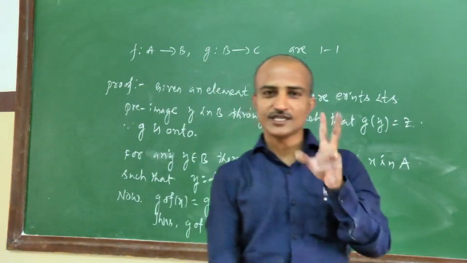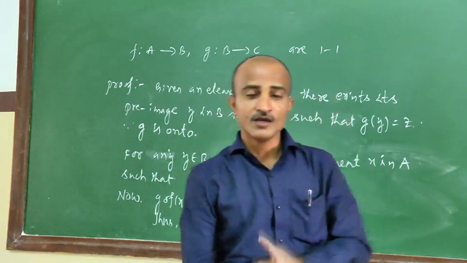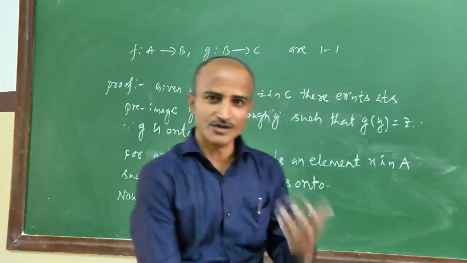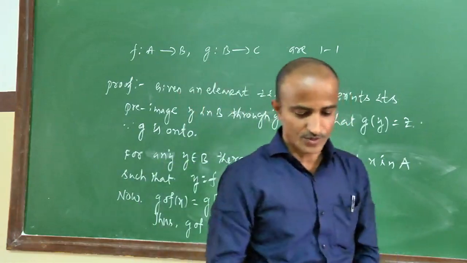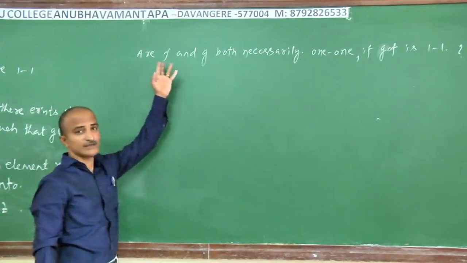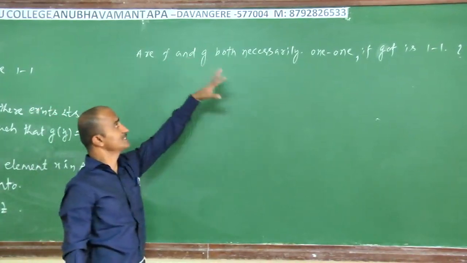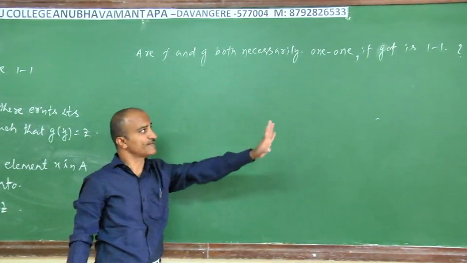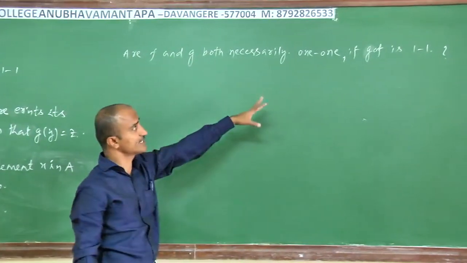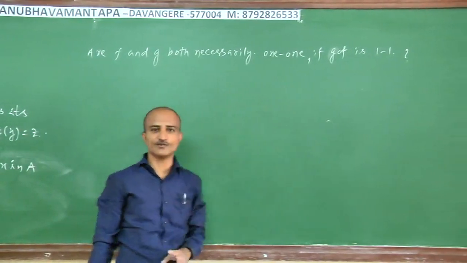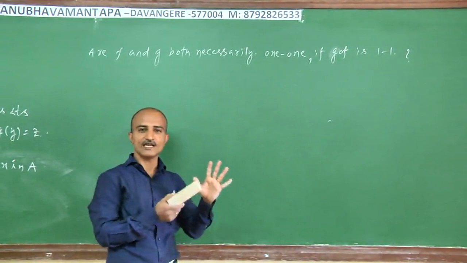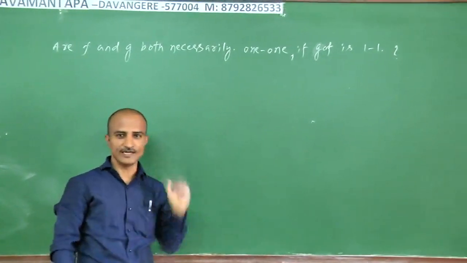If the given two functions are 1 to 1 and onto, then their composite function is also 1 to 1 and onto. Now, see here, they have asked: are f and g both necessarily 1 to 1 if g∘f is 1 to 1? The meaning of 1 to 1 is what? Distinct elements of the domain have distinct images in the codomain, right?